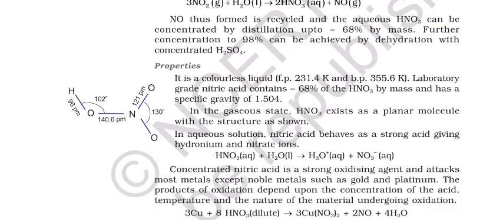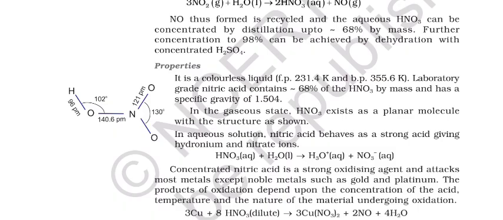Properties. It is a colorless liquid. Laboratory grade nitric acid contains 68% of HNO3 by mass and has a specific gravity of 1.504. In the gaseous state, HNO3 exists as a planar molecule with the structure as shown. In aqueous solution, nitric acid behaves as a strong acid giving hydronium and nitrate ions. HNO3 + H2O gives H3O⁺ + NO3⁻.